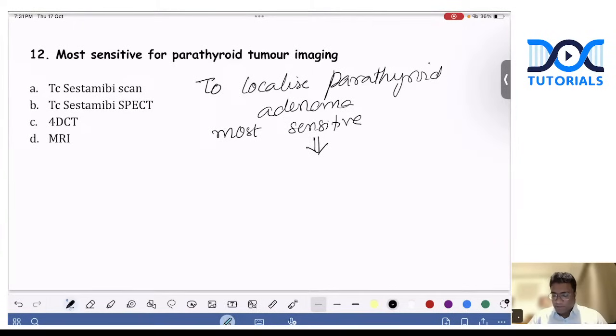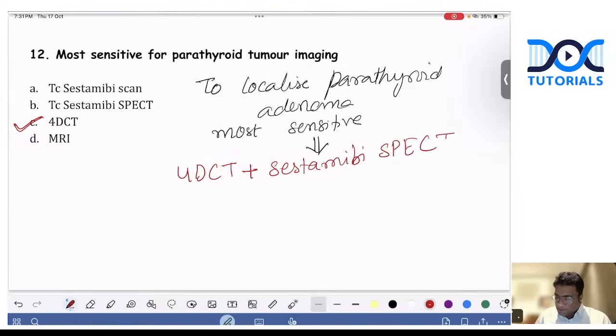I'm getting different answers. So the answer for this is 4D-CT. The first should be 4D-CT. A 4D-CT plus sestamibi SPECT is found to be more sensitive actually. A combination is more sensitive. This is better than only doing 4D-CT, and better than doing sestamibi SPECT alone.